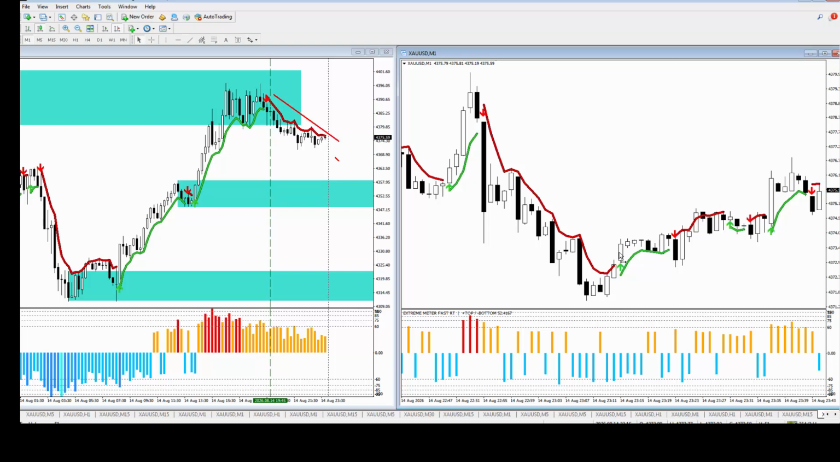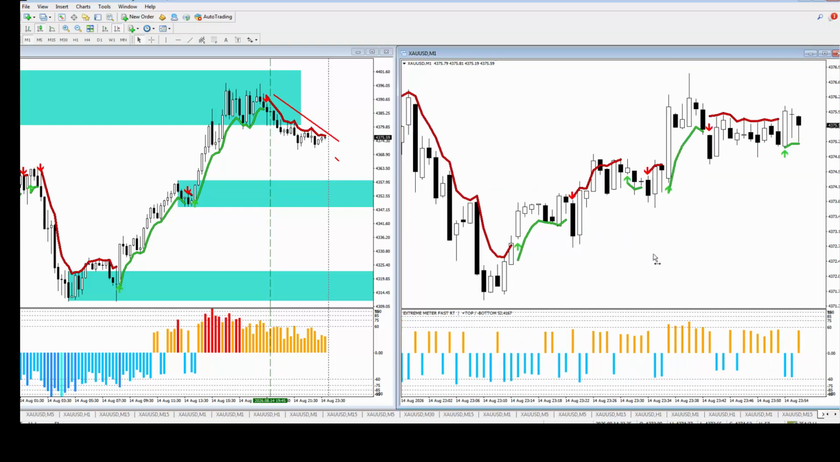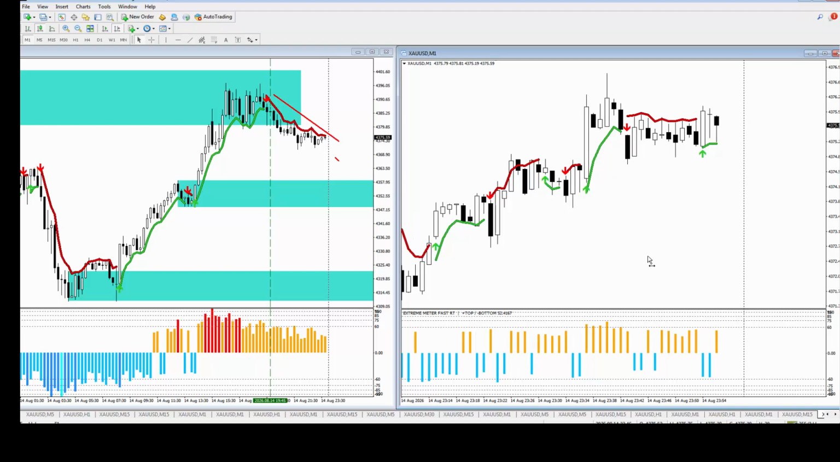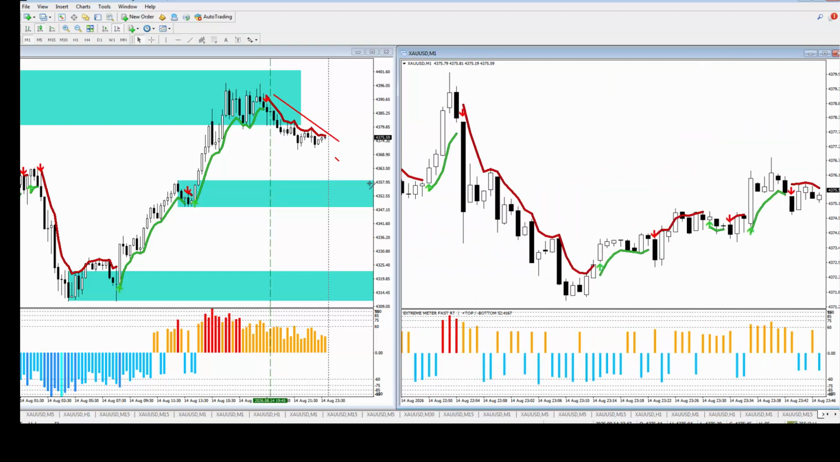And around news, be careful, because news is likely to throw this indicator out. It's simply trading in the direction of the 15-minute trend and using the 1 minute as your entry, and literally trading off those descending red lines. Or if this was a buy trade, we'd be looking to buy off the green line.